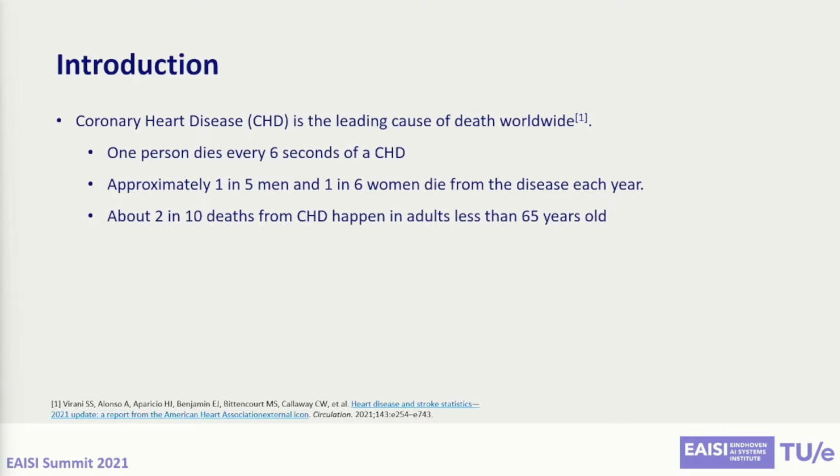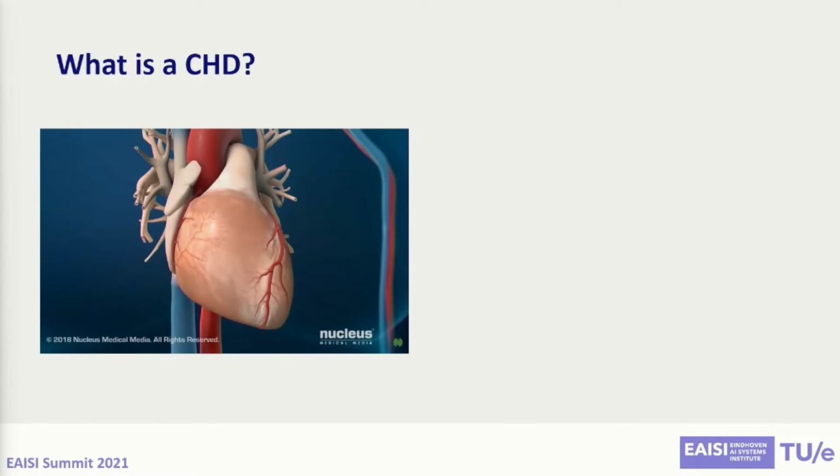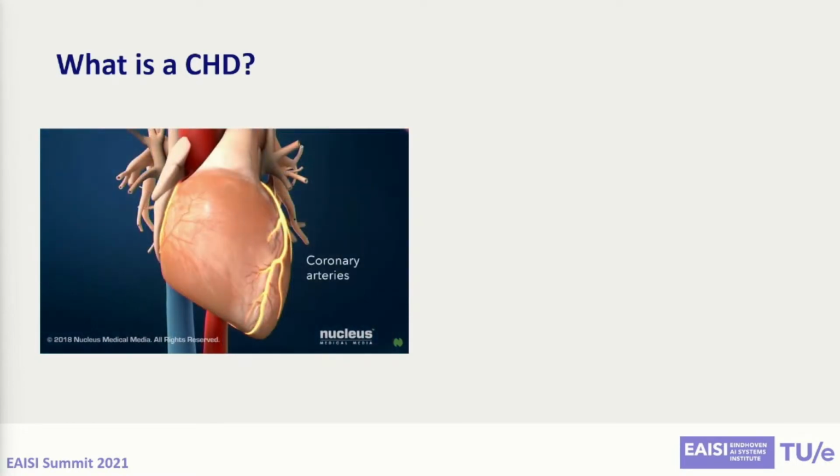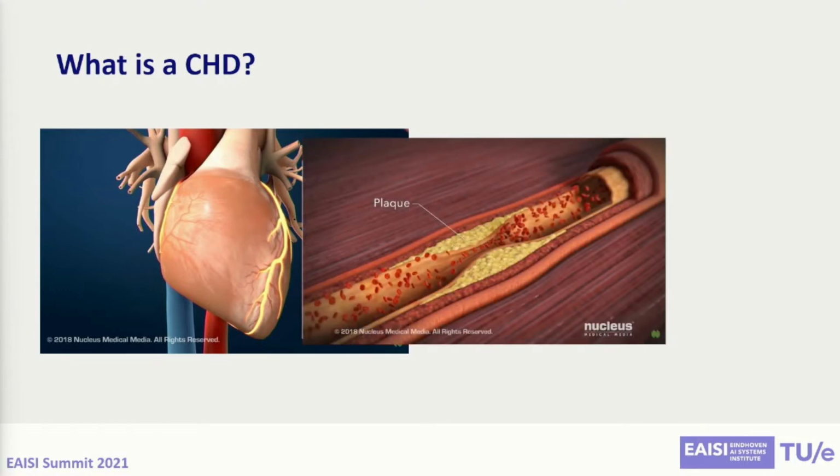So what is coronary heart disease? This is your heart. And highlighted now are the coronary arteries. The coronary arteries, actually, their purpose is to bring oxygen to your heart. Because of life choices like smoking or an unhealthy diet, you can get some plaque on your arteries. This can limit the blood flow, and it can actually fully prevent the blood flow on your arteries.